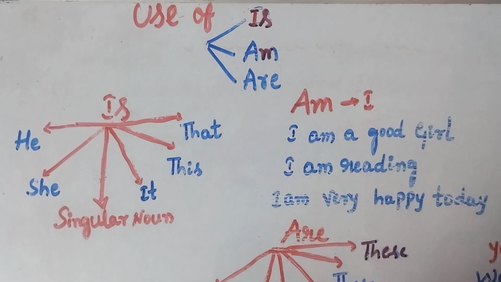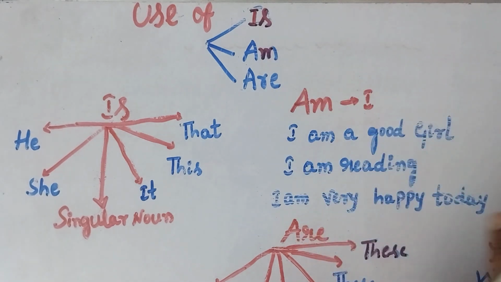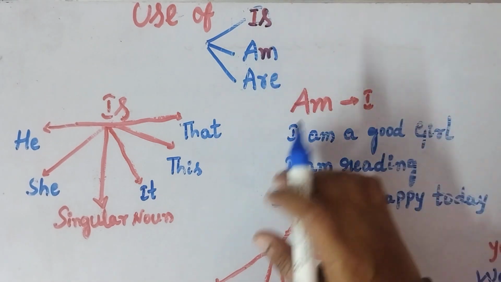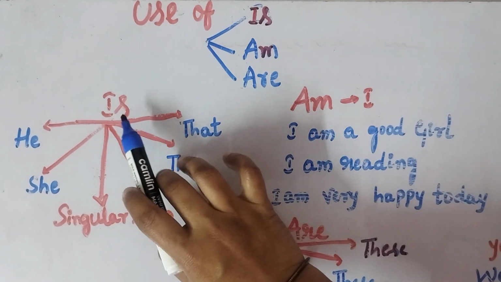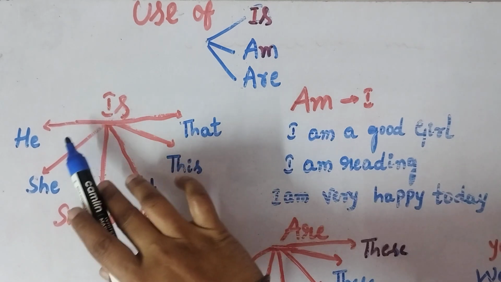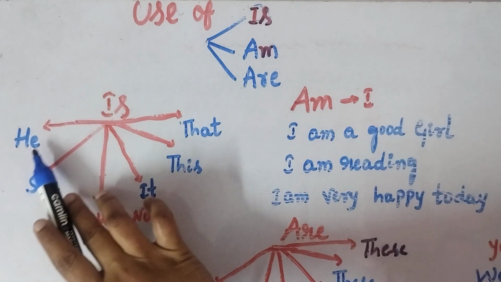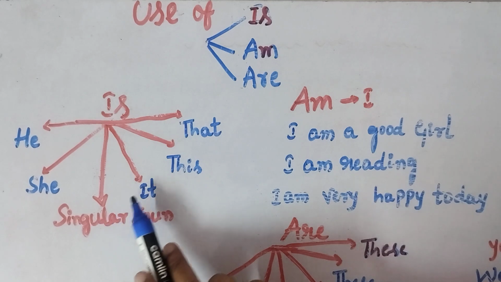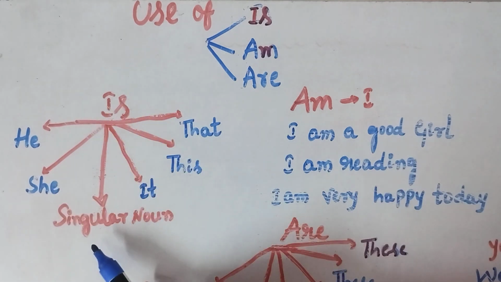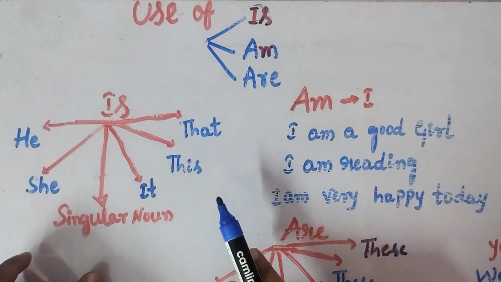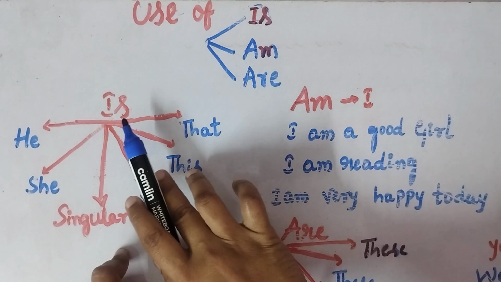Children, today we will learn about the use of is, am, are. So where do we have to use these words? Is. Where do we have to use is? For example, when we have to use is: he, she, it, this, that. These are all called singular nouns. Where we see a singular noun, in that place we have to use is.